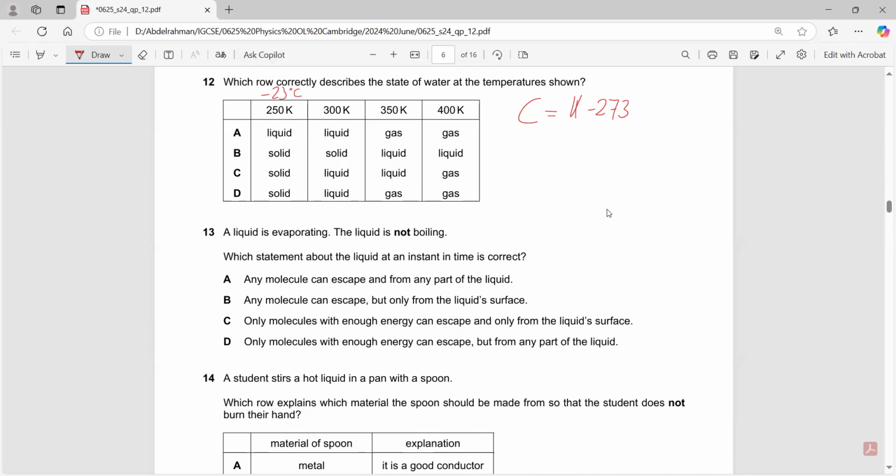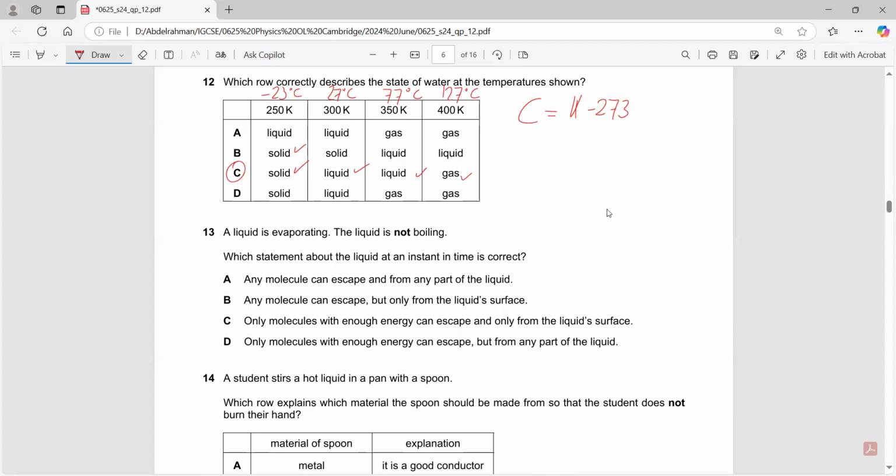300 minus 273 is what? It is 27 degrees Celsius. 350 minus 273 is what? It is 77 degrees Celsius. And then 400 minus 273 is what? It is 127 degrees Celsius, which makes it quite obvious that at 250 degrees Kelvin it was a solid, at 350 it was a liquid, and then at 400 it was a gas.